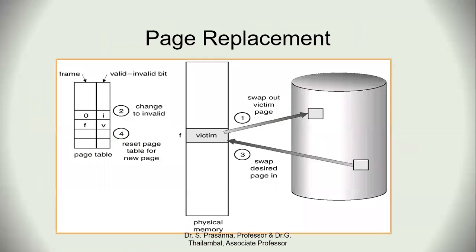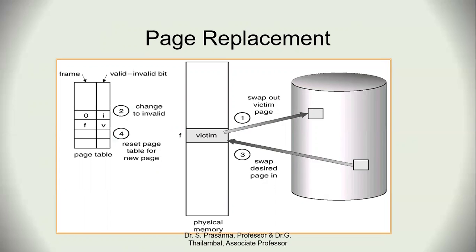So you can see this with the diagram. In this diagram, you see the page table which contains frame 0, that is invalid, so we cannot use it, and frame F, which has a valid bit, which can be accessed. So what is the first step given? The first step for the page replacement is to swap out the victim page. The victim page is F, because you have only one page, that is frame F. So frame F is accessed, and that is going to be the victim page, because a victim page can be selected based on some conditions.